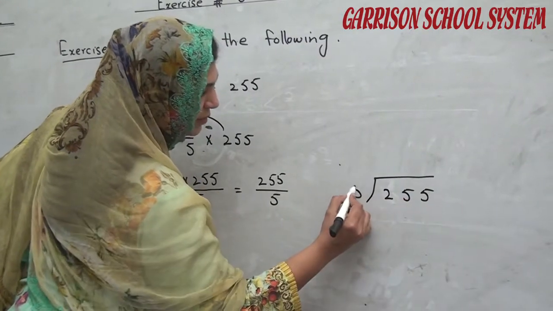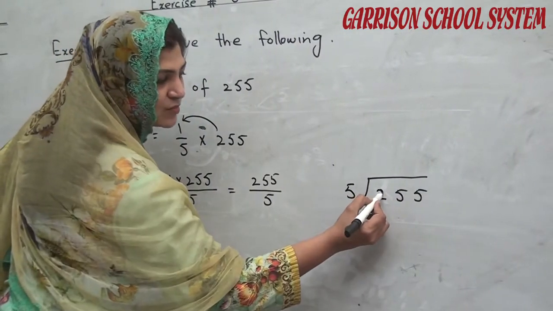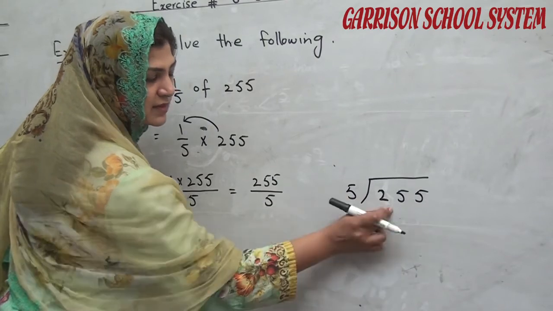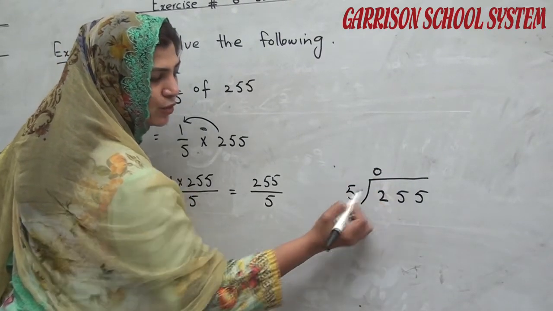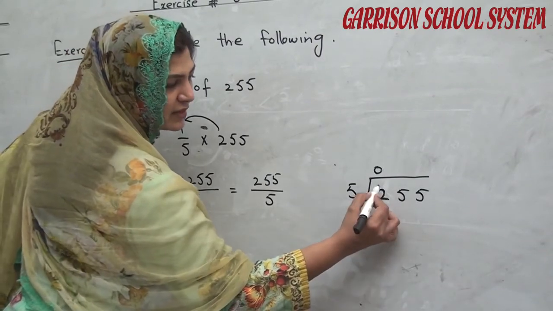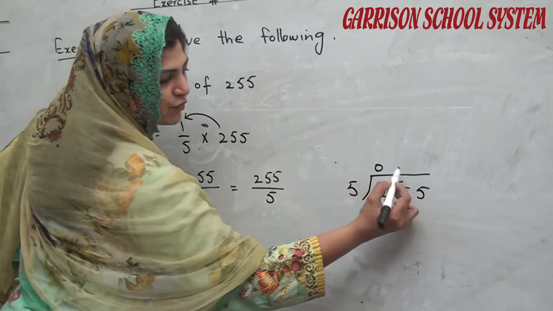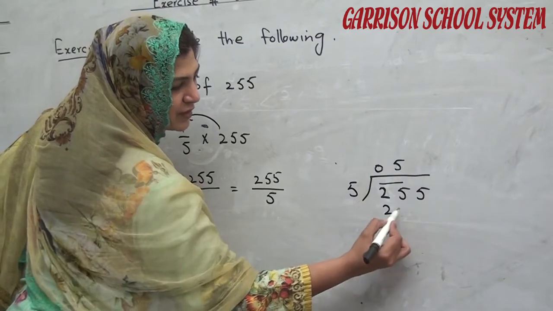255 divided by 5. So this is the smaller number. This is less than 5, so we will put 0 here. After this we will join these two numbers. 5 fives are 25.